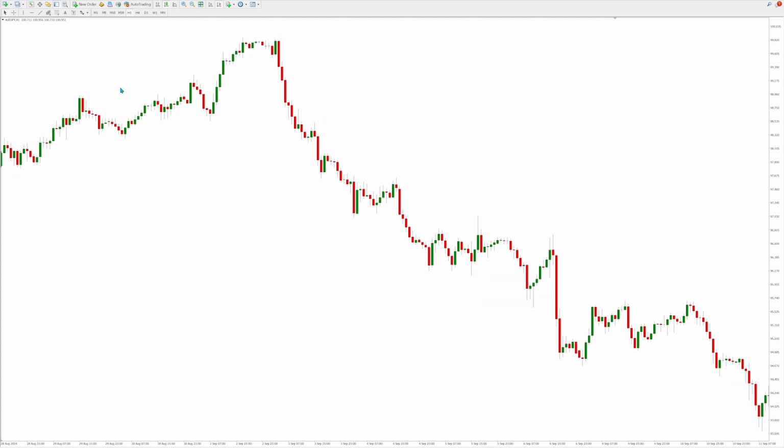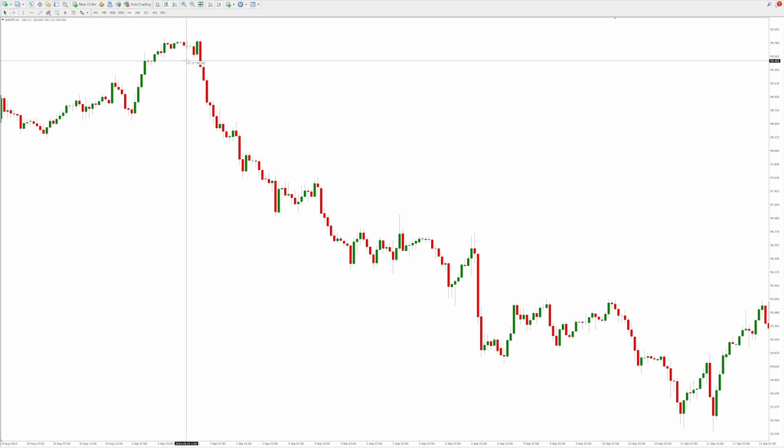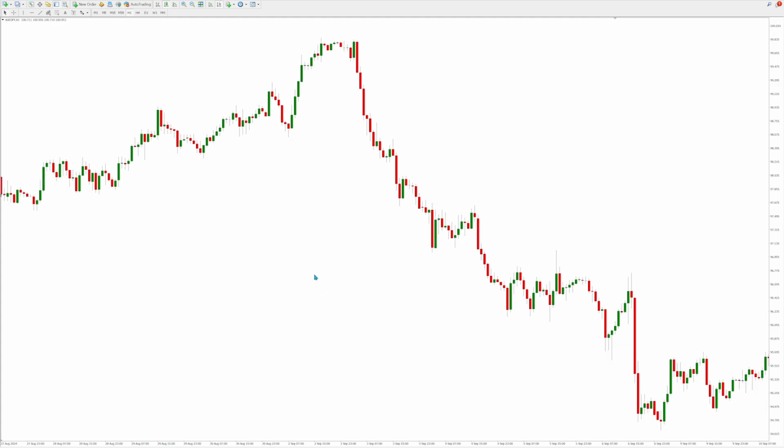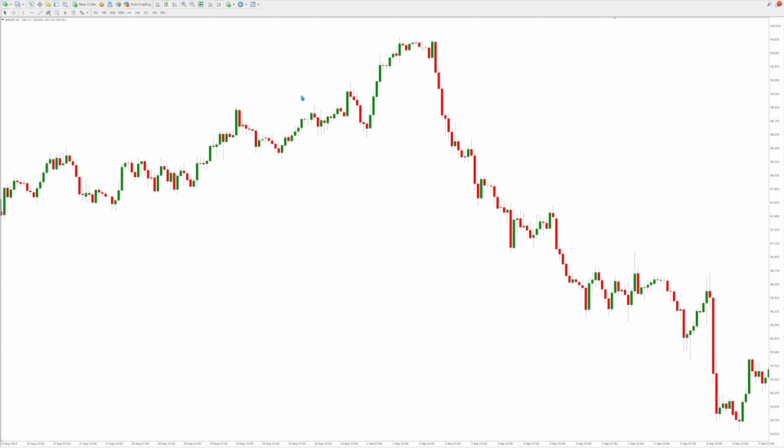I'm going to show you how you can capture moves such as this one for almost 600 pips by using this simple strategy. This is an Australian dollar, Japanese yen 1 hour chart in the MT4 trading platform. You can use this trading strategy on any trading instrument, Forex, crypto, stocks, commodities, indices, etc., and any chart time frame. You can also use it on any trading platform.